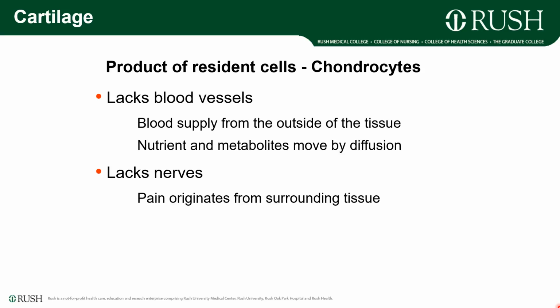Cartilage is a product of resident cells known as chondrocytes. The cartilage itself is rather unique in that it lacks blood vessels. So the blood supply to the tissue actually comes from outside of it, and the nutrients and metabolites are moved into the tissue by diffusion. It also lacks nerves. As such, the pain that originates from within the joints, which you will see later, comes from the surrounding tissue and not the cartilage itself.